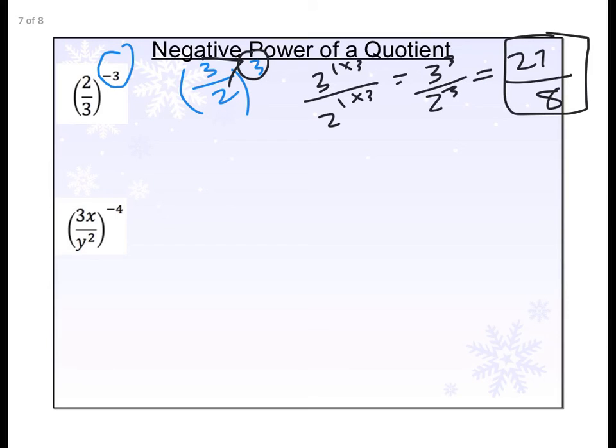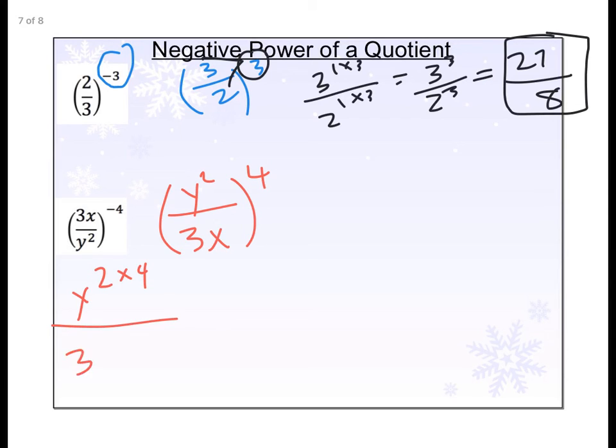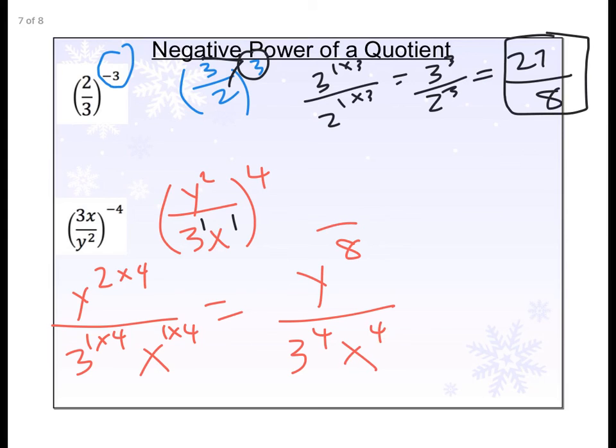Okay, so if I'm going to start the next example, I'm going to do the exact same thing. I'm going to flip what's inside to force that negative 4 outside to become a positive 4, and then apply the other rules as we've been doing. So I get y to the 2 times 4 over 3 to the 1 times 4, and then x to the 1 times 4. So remember, when there's not an exponent written, that means there's a 1 there. And that becomes y to the 8 over 3 to the 4, x to the 4.